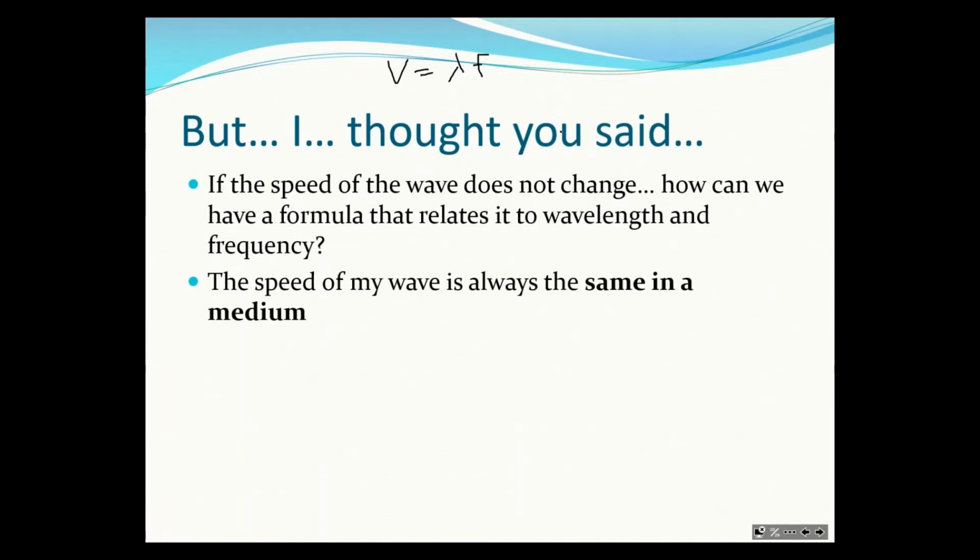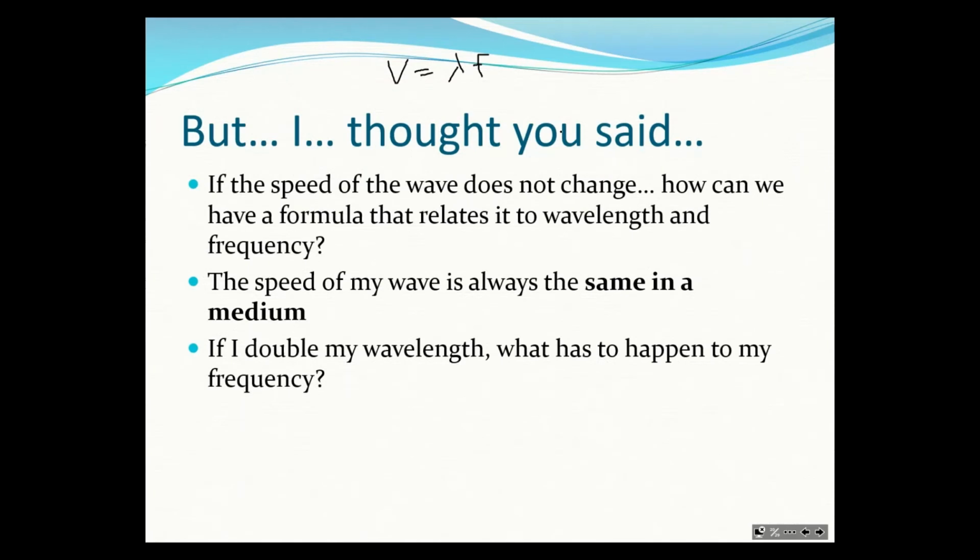The speed of the wave is always the same in the same medium, right? So if I double my wavelength, what has to happen to my frequency? Well, we want to keep our speed the same. So if I double my wavelength, in order to keep this number the same, I have to halve my frequency, right? 2 times 1/2 is going to be 1, and it's going to stay the same.